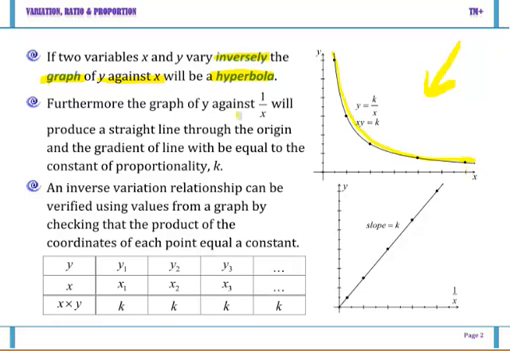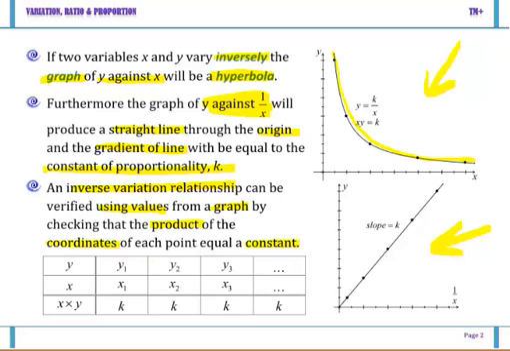Furthermore, the graph of y against 1 over x, which you see in this graph, will produce a straight line through the origin with the gradient of the line equal to the constant of proportionality k. Don't get too caught up in the graphs again, they are only to expose you to them for future reference if you go into certain courses of undergraduate. An inverse variation relationship can be verified using values from the graph by checking that the product of each of the coordinates is a constant.